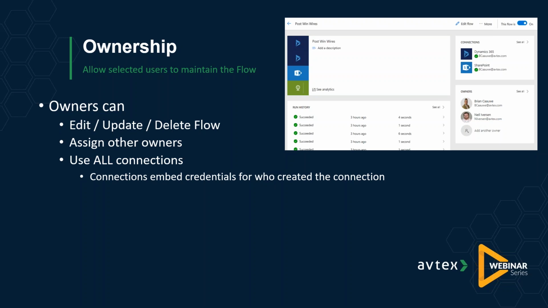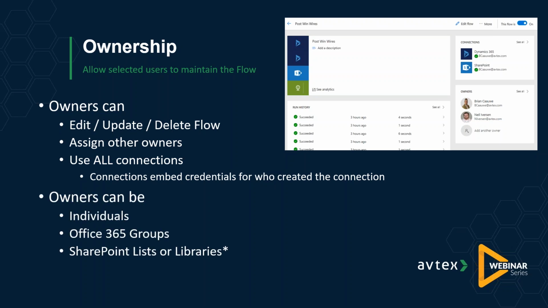He can assign other owners, even if I didn't want them there. And like I said, utilize all the connections that are in place. So that's ownership. Now, the last thing for that one is that owners can be people, they can be Office 365 groups, and fairly new, you can actually set it so that a SharePoint list can be the owner.